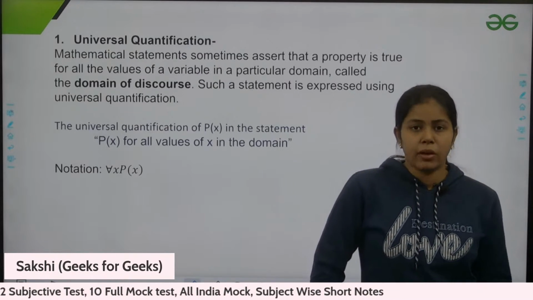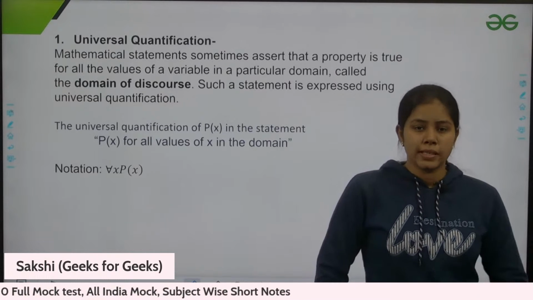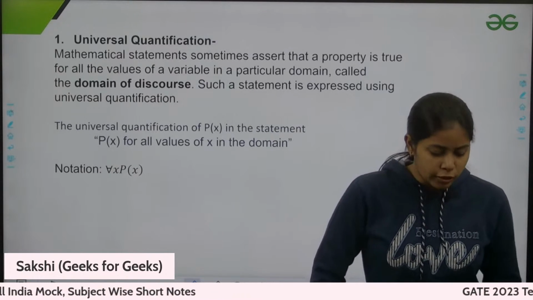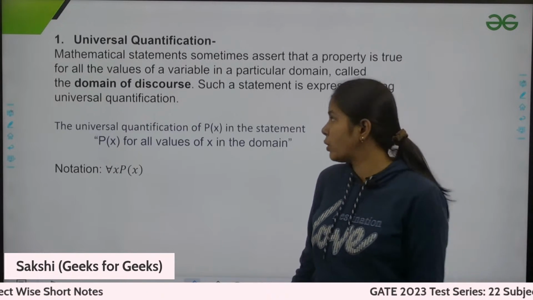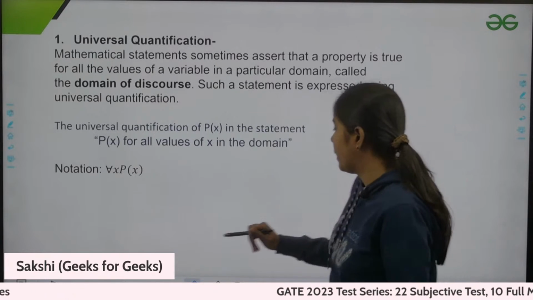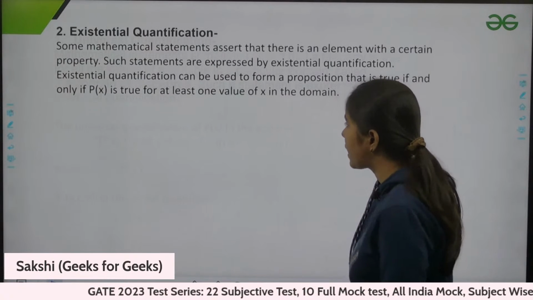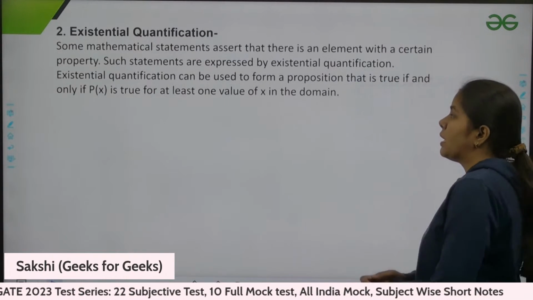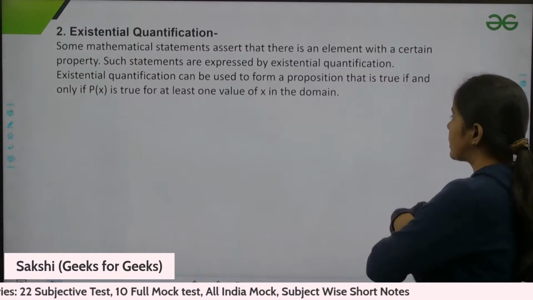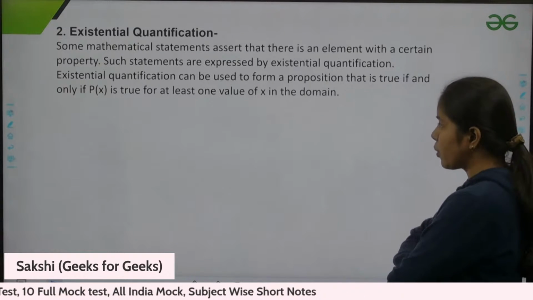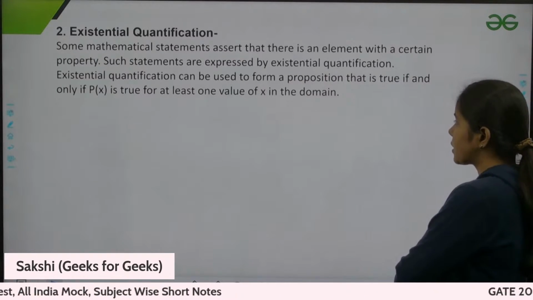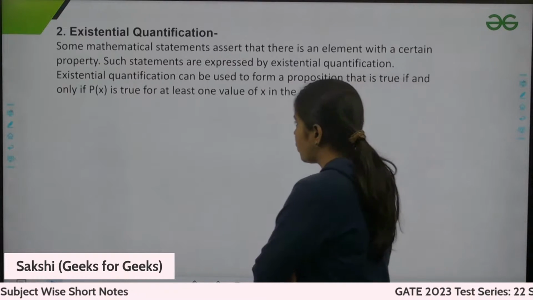Guys, in the middle of the session, if you have any doubt, please ask me and just respond if you are learning, right? Let's move on to existential quantification. Right, this is my existential quantification. It says that some mathematical statement asserts that there is an element with a certain property. Such statements are expressed by existential quantification.